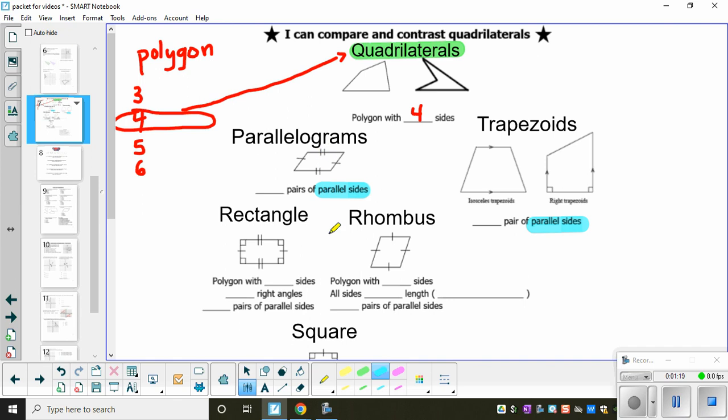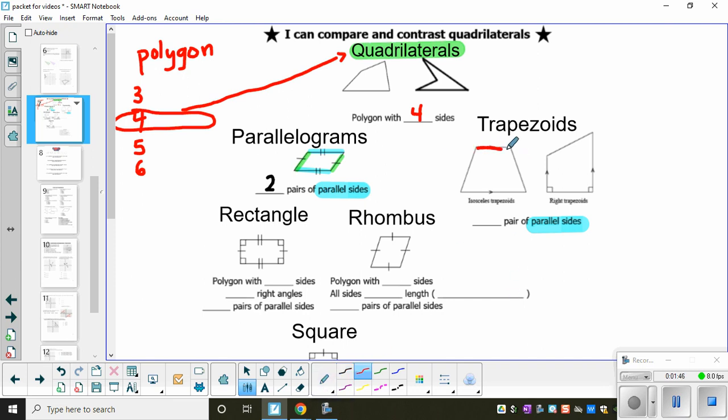So if you have two sets of parallel sides, meaning like here's a set, those are lines that are parallel to each other, and here's another set right there. So for this one, we have two sets or two pairs of parallel lines, and that's what makes this shape called a parallelogram. So you could have four sides, and if you have two sets of parallel lines, you're called a parallelogram.